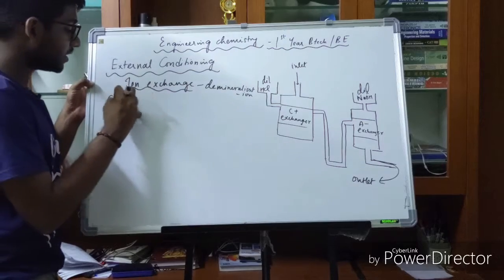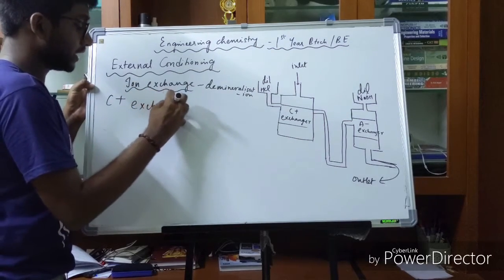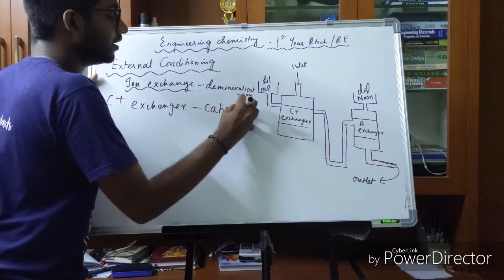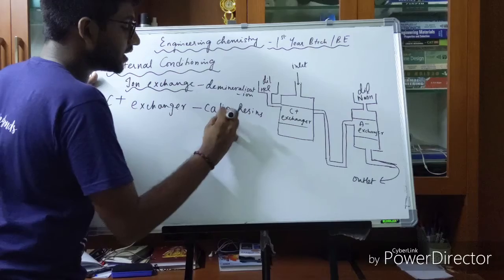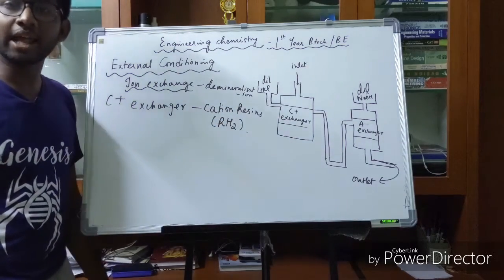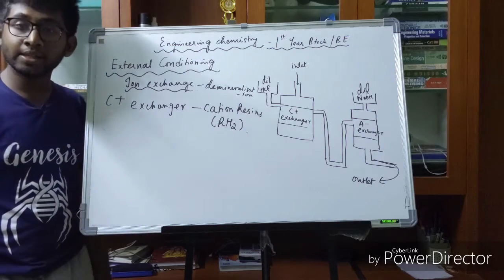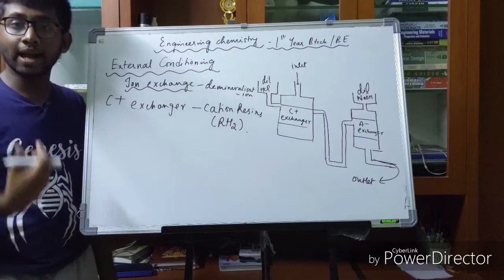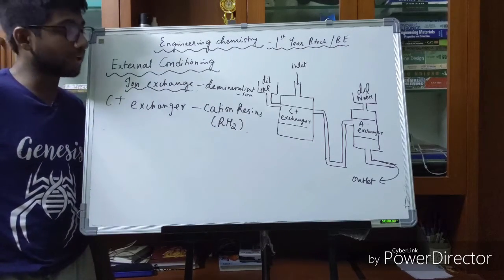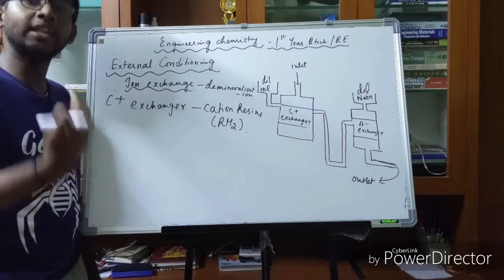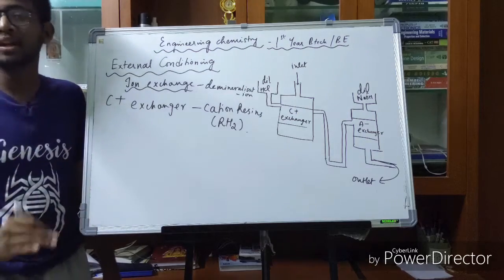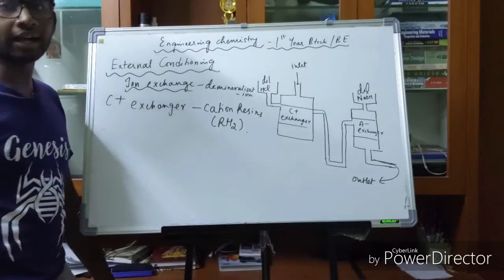First one is the cation exchanger. It has cation resins. Cation resins are represented as RH2. Why do you represent it as RH2? Because the main aim of cation resins is to exchange their proton, which is nothing but the H+ cation, with the cation which causes hardness, or with any other cation, because this is a demineralization process. That is why you represent it with RH2.